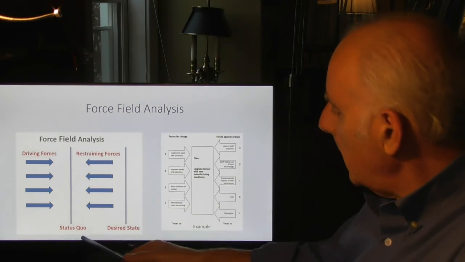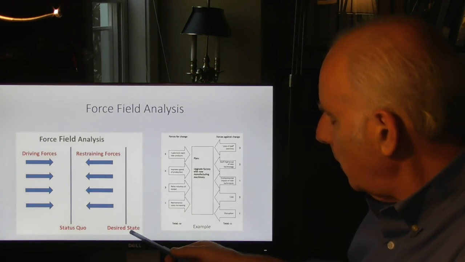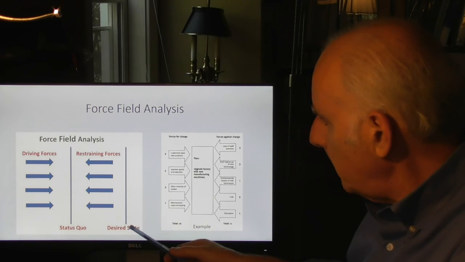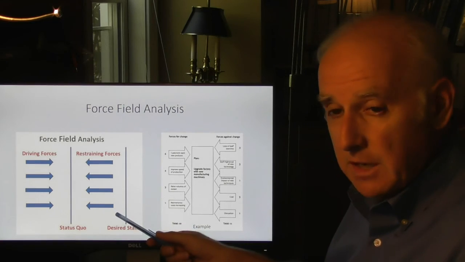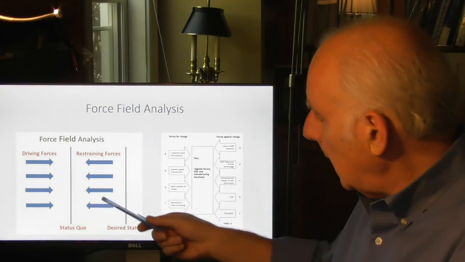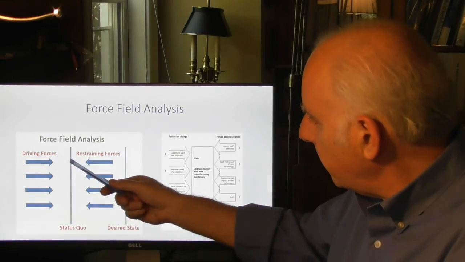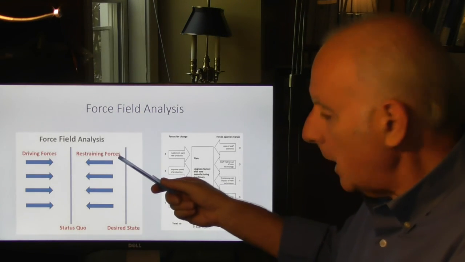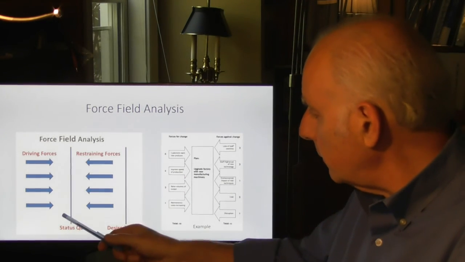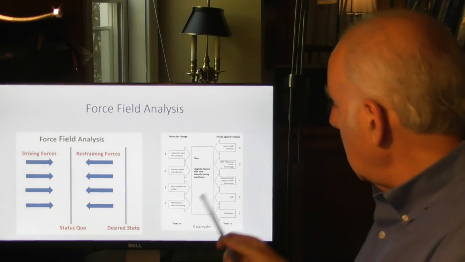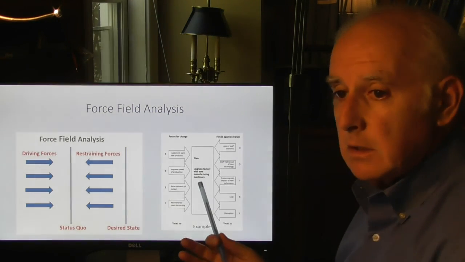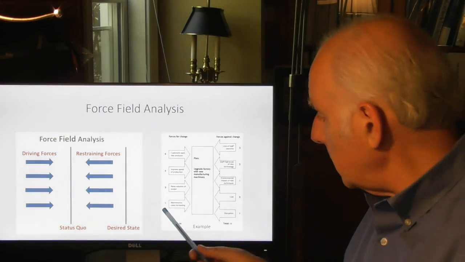So here's another example. This is the status quo. This is where we would like the organization to be. We look at the driving forces pushing it. We look at the restraining forces resisting it. And again, either pushing further or withdrawing this restraining force will move this process over to the desired state. Here you will see an example that shows how these things are used.